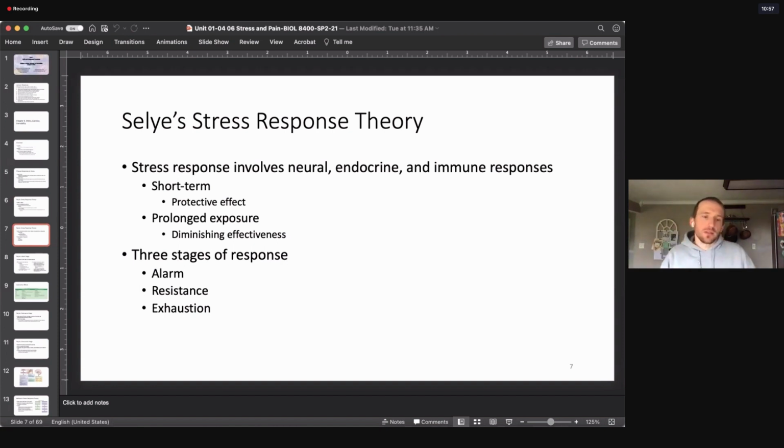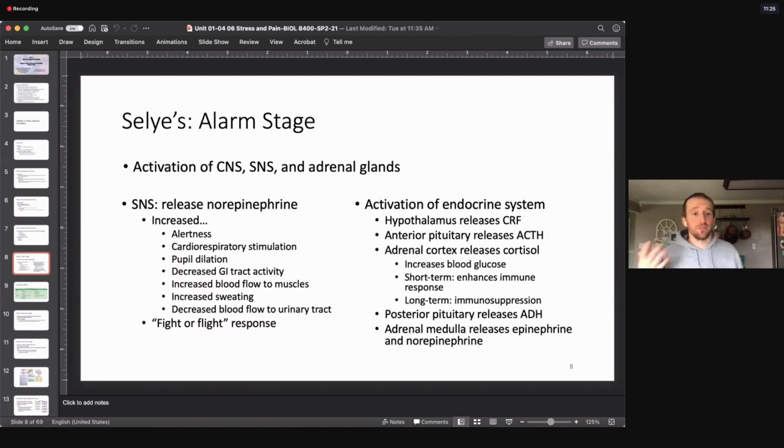In Selye's theory, you have the stress response involving neural, endocrine, and immune aspects. Again, just like in inflammation, in the short term this stress response is protective. But should that stress response continue, because the threat never goes away, or the perceiving of the threat never goes away, it slowly stops being effective and starts to become detrimental. And we split this up into 3 groups: the alarm phase, the resistance phase, and the exhaustion phase.